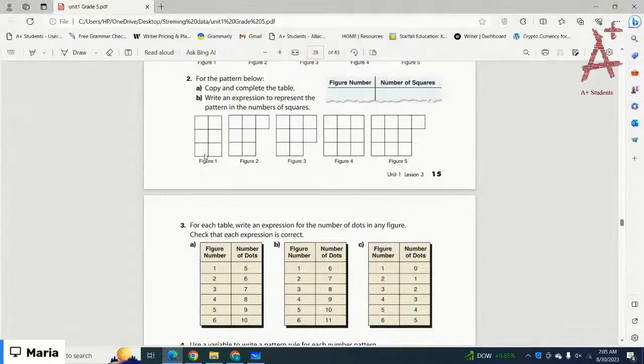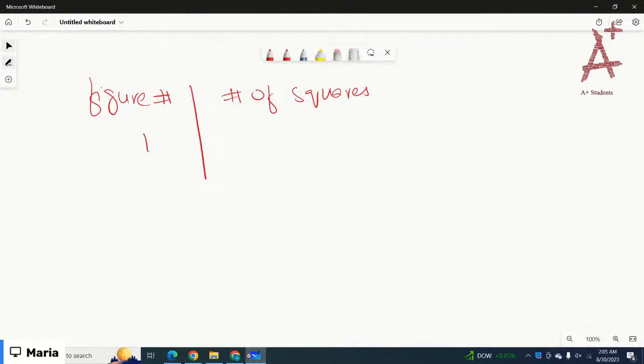Okay, I think in the first one you have 6 squares: 1, 2, 3, 4, 5, 6. In the second one, 7. Third one, 8. Fourth, 9. And fifth, 10. So in figure 1 you have 6. Figure 2 you have 7. Figure 3 you have 8. Figure 4 you have 9. And figure 5 you have 10.